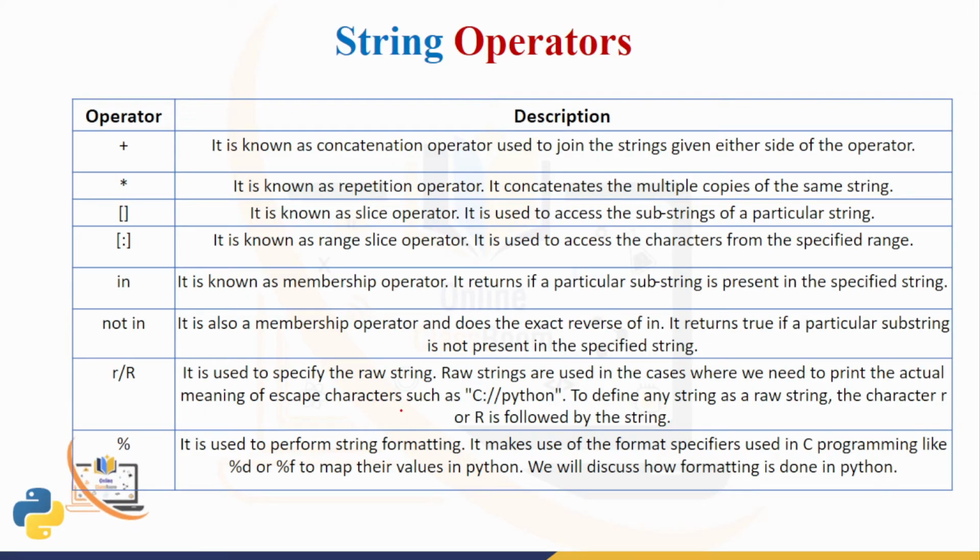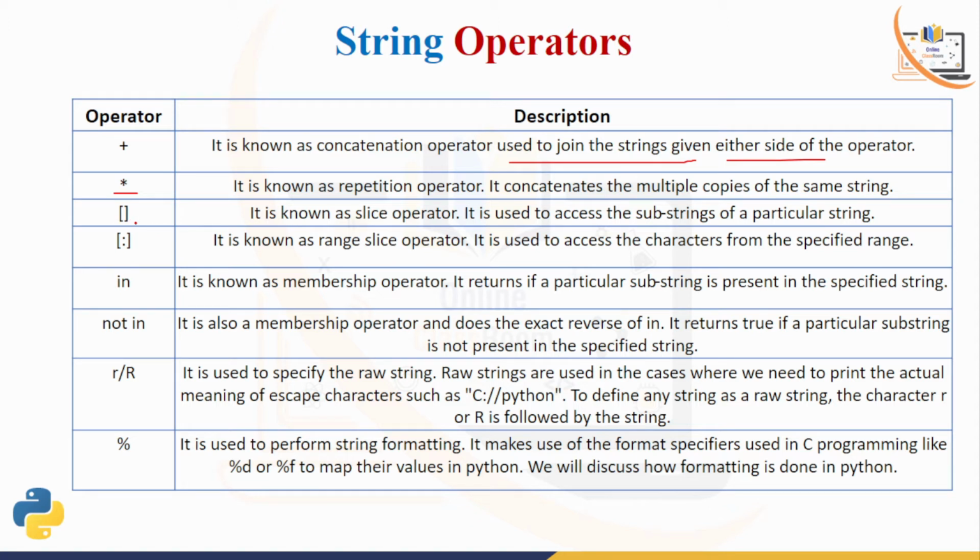Now the next thing in Python is that we have to know the string operators. If we want to calculate something with strings, there are some predefined operators. There is a plus operator, which is used to join the strings on each side. Now there is another operator, called the star operator. It is known as the repetition operator.